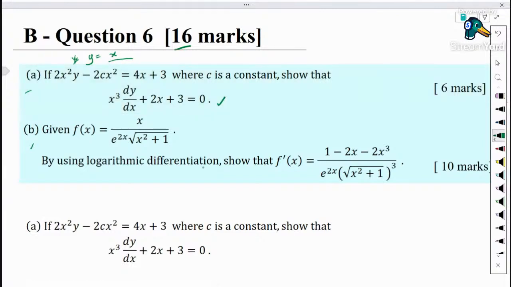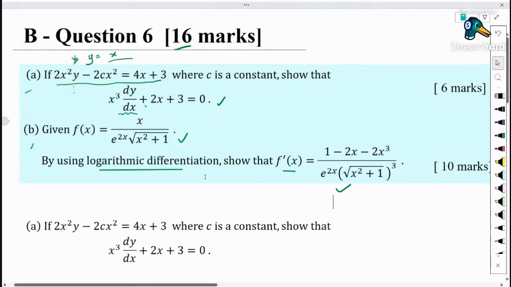From this equation, you can see that we have only the first derivative. That means from the original equation, we differentiate one time and then try to get this equation. In part B, you're given a function in this form here, and they say by using logarithmic differentiation, show that the result of the differentiation is the following. So the instruction seems to be simple, but how should the procedure be done? Let us have a look.